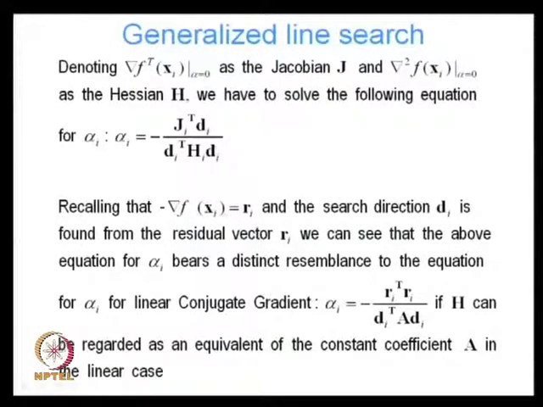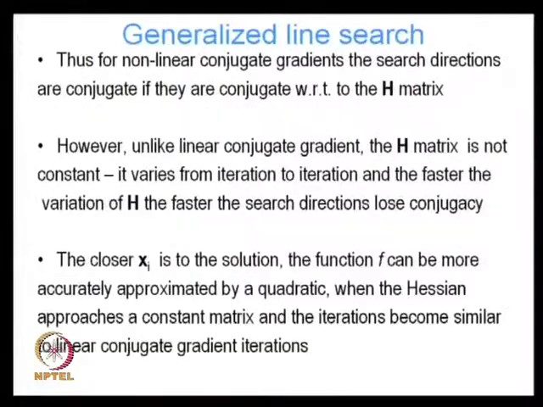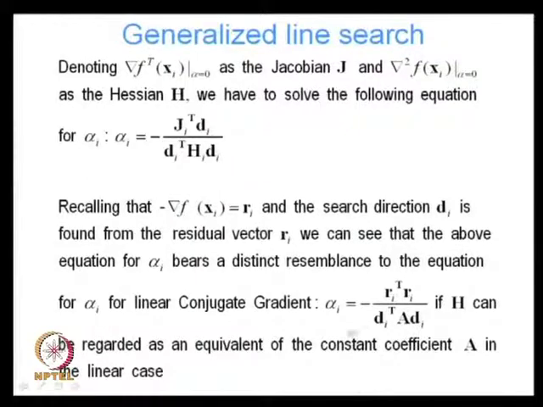And what is that? So, denoting grad f transpose at xi at alpha equal to 0 as the Jacobian J and grad square f at xi at alpha equal to 0 as the Hessian H, we have to solve the following equation for alpha i, which is this. Now, compare this equation with the equation I had for the linear conjugate gradient, and that is going to be very revealing. Did I have that equation right there? Yes, I had that equation right there. This was my equation for the linear conjugate gradient.